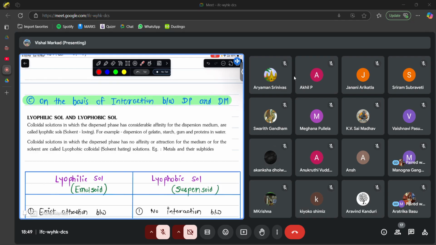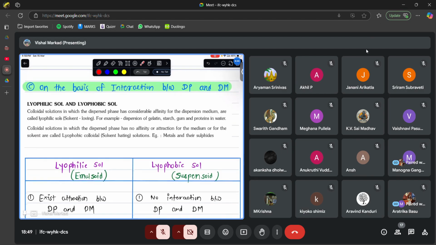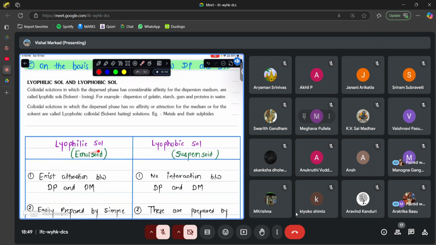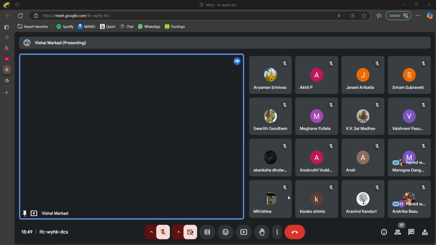This is for 4 marks. What is a lyophilic and lyophobic sol, and explain the difference between them. In a 4 mark question, 1 mark for definition, 1 mark for definition plus example, and 2 marks for the difference. Lyophilic sols are also called emulsoids, while the lyophobic are called suspensoids.